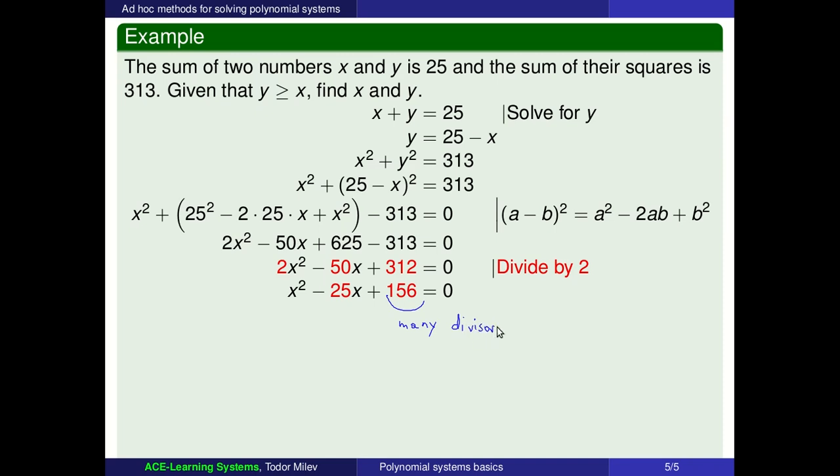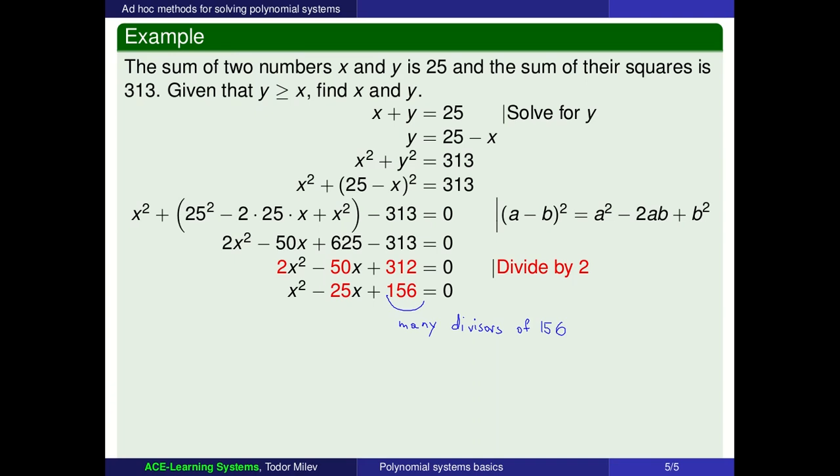Many divisors of 156. Now, if you so desire, I challenge you to try to guess a polynomial factorization of x squared minus 25x plus 156. Feel free to pause the video and try to factor that polynomial, but I will not actually factor the polynomial. I will directly use the quadratic formula to solve this quadratic.